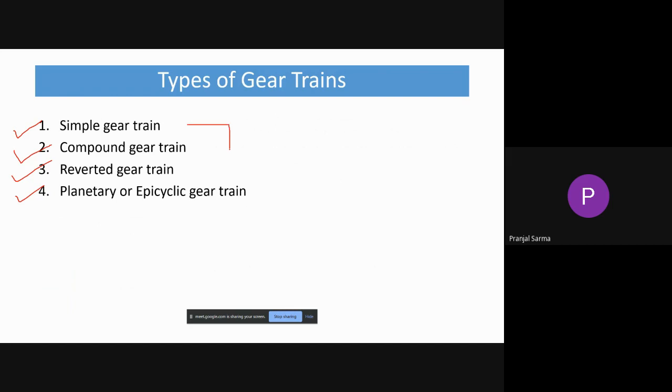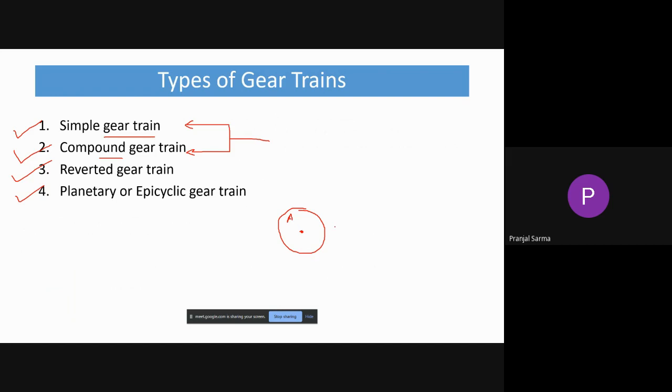Out of these simple and compound gear trains, can you tell me the distinctive features, so that I can distinguish them? How do we know whether a particular gear train is a simple gear train or a compound gear train? Suppose the situation is something like this. Suppose these are the gears. This is the shaft position. This is a gear, gear A.